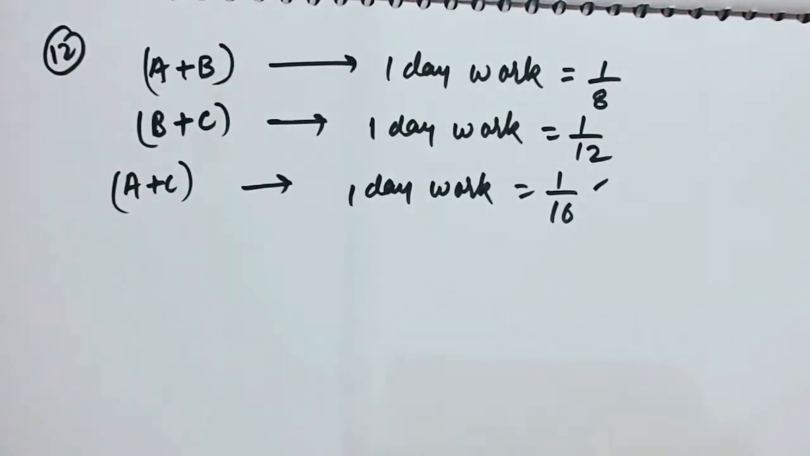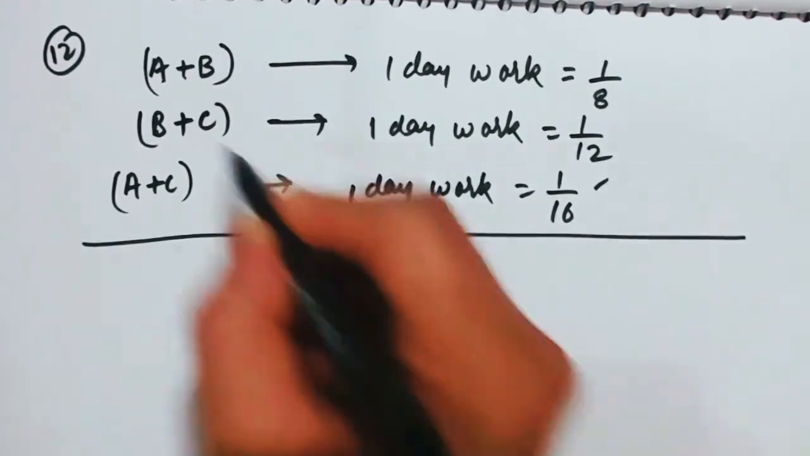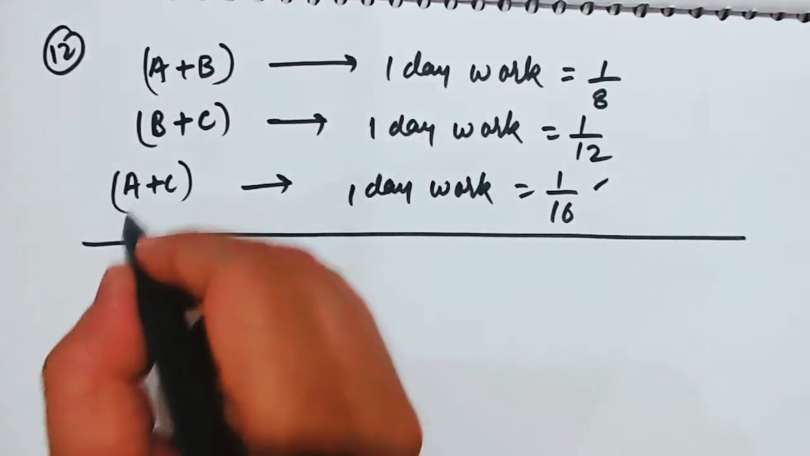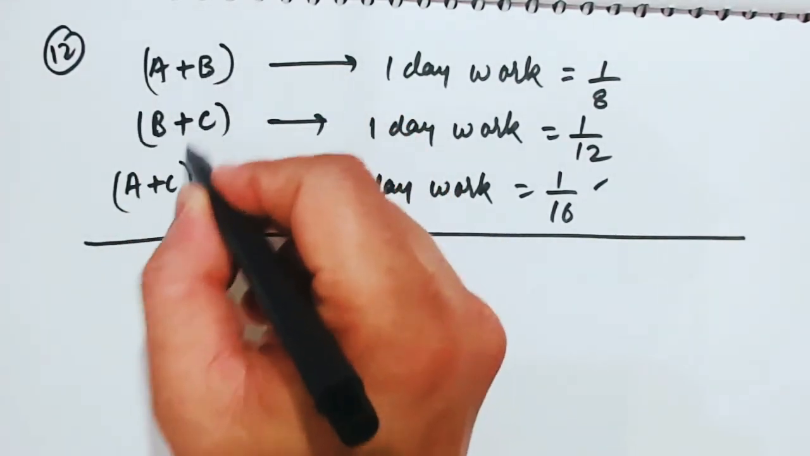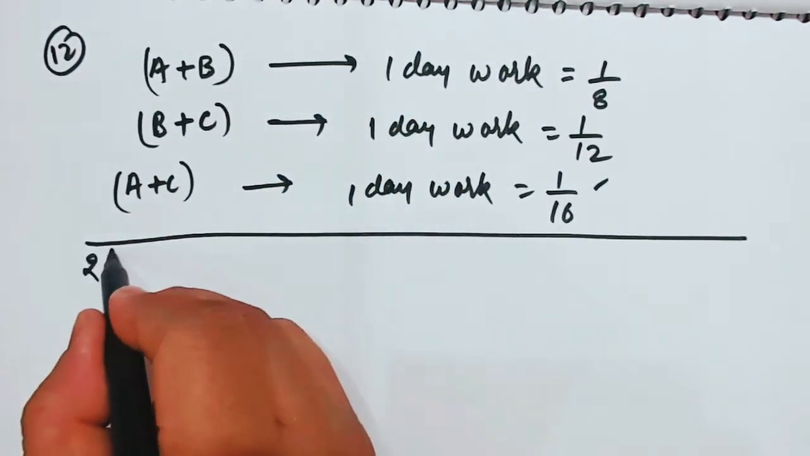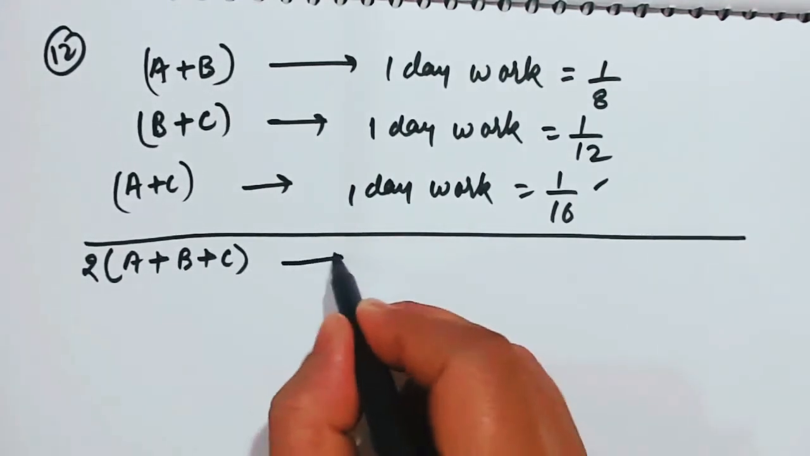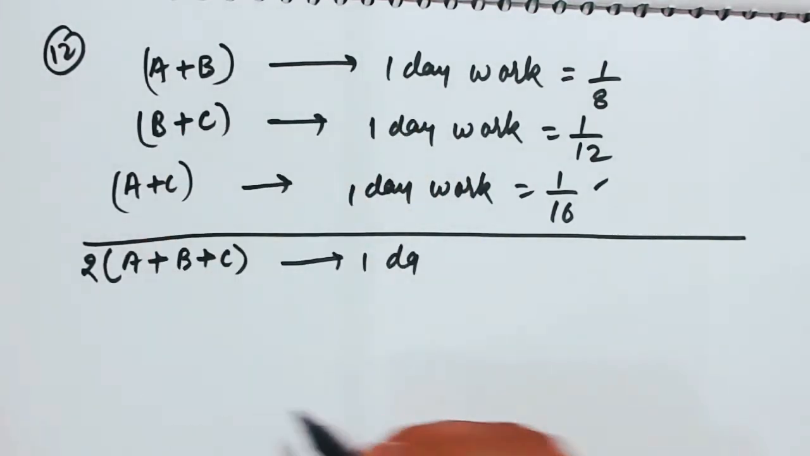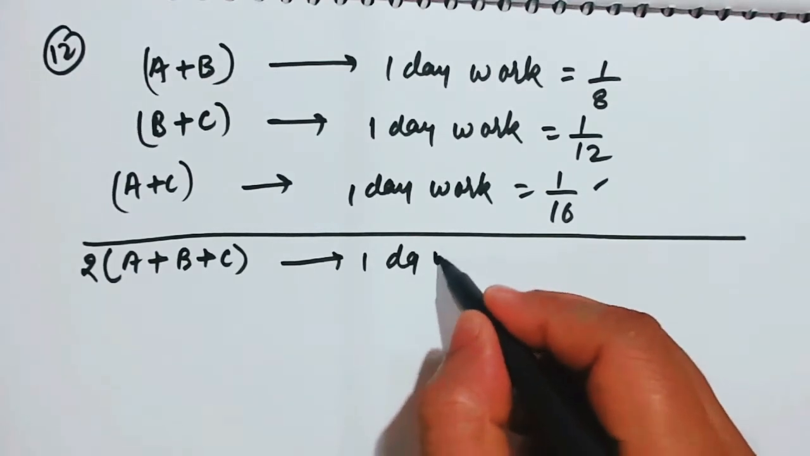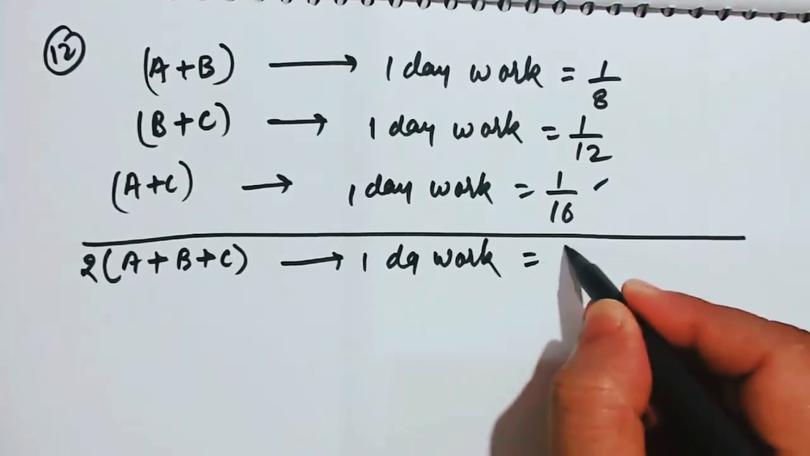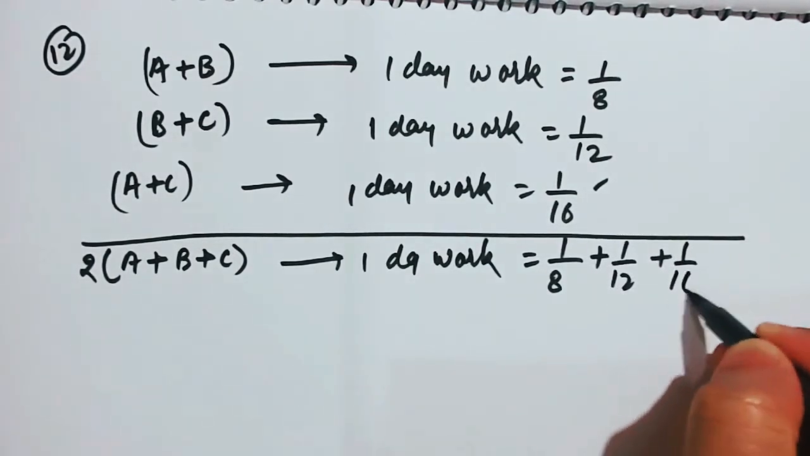Very good. So when you add all these, what will you get? You will get 2A, 2B and 2C. 2A plus A, 2A; B plus B, 2B; C plus C, 2C. So you can take 2 as common. So A plus B plus C, 1 day work when all of them work together. So twice A plus B plus C, 1 day work will be equal to 1 by 8 plus 1 by 12 plus 1 by 16.